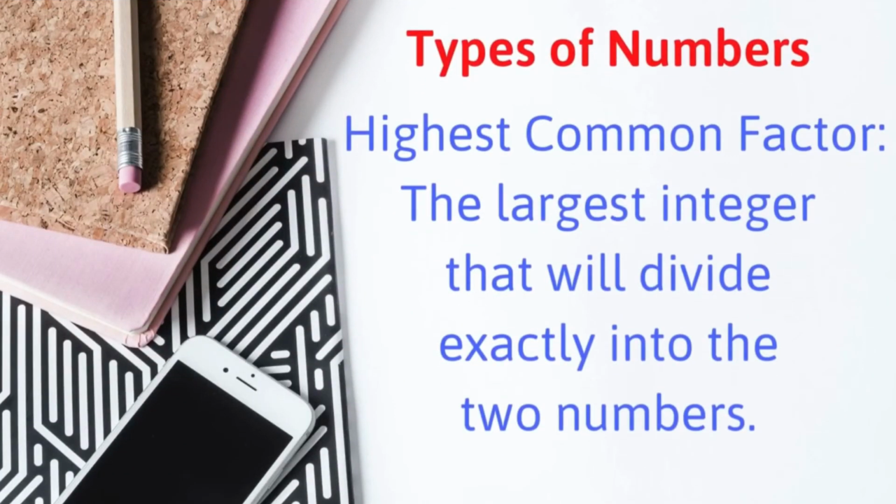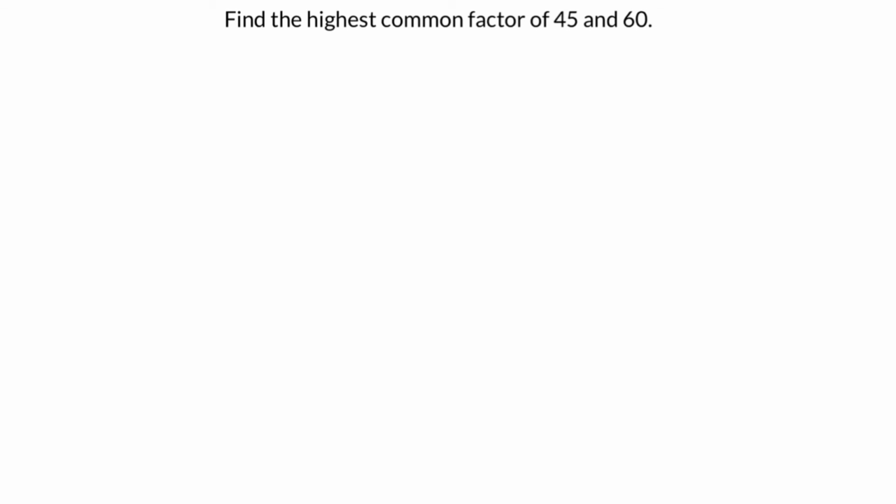The highest common factor of two numbers is the largest integer that will divide exactly into those two numbers. Let's face it, it's going to be more interesting to find out the highest number that does this rather than the lowest, as that's always going to be 1. The easiest way to find the highest common factor is to write out all of the factors for the two numbers you're looking at so you can spot which one is the highest in both lists. For example, find the highest common factor of 45 and 60.